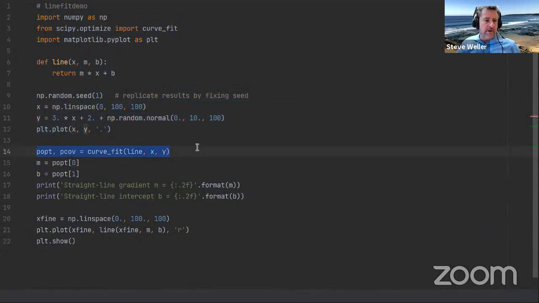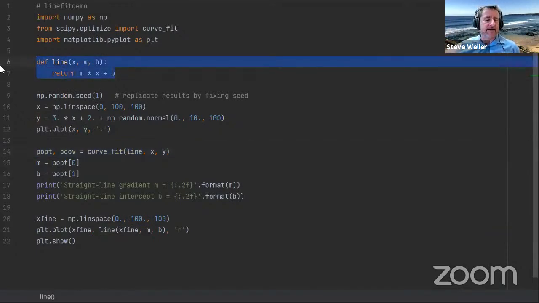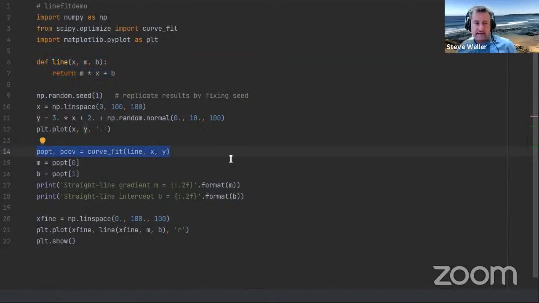The most important line in this code is line 14. It's where we pass in the data and a description of the model we want to fit to that data, in this case, a straight line. And the line fitting is done by the call to the curve_fit function. So it computes the gradient and offset of the line of best fit to the data.